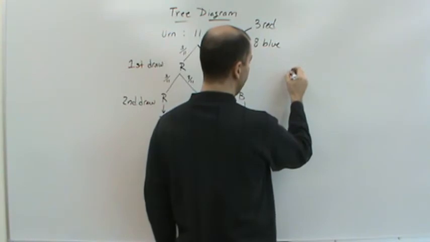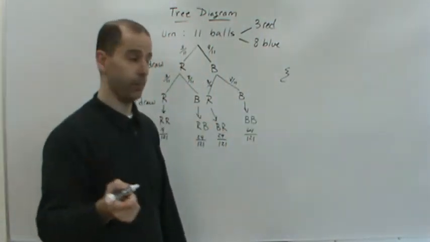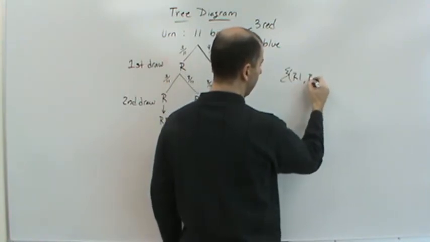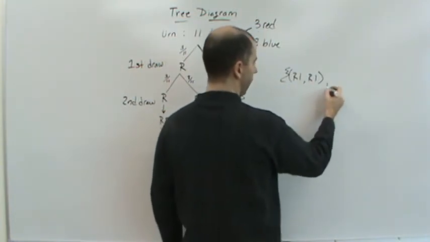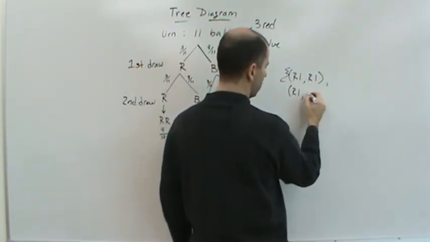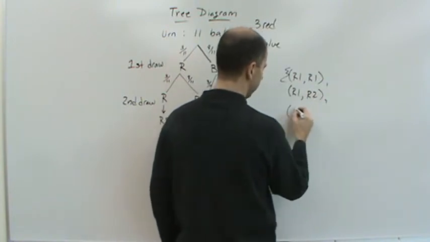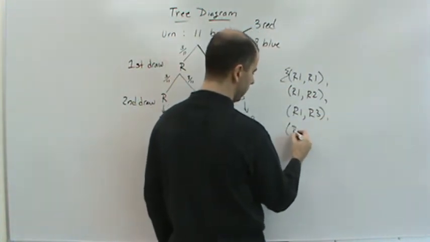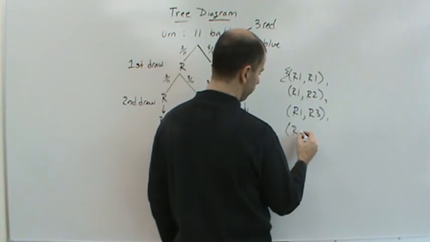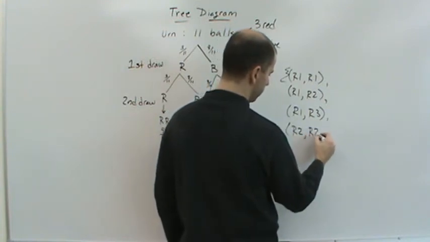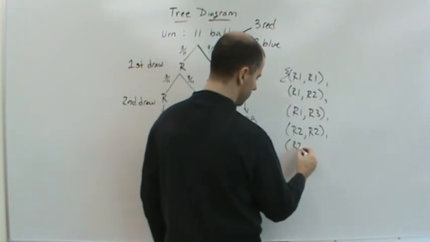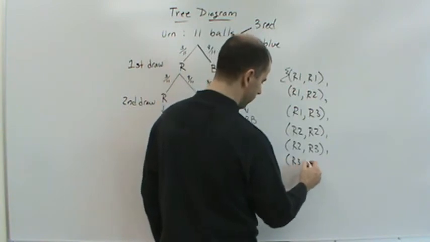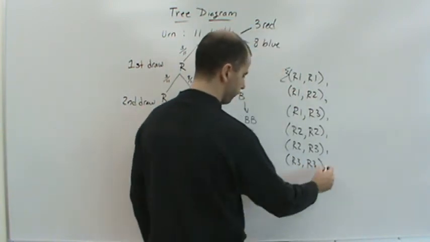So here are the 9 outcomes for getting RR. Okay, so I can get R1 followed by R1, right? Because of replacement. I can get R1 followed by R2. I can get R1 followed by R3. I can get R2 followed by R2 again. And then I can get R2 followed by R3. And then I can get R3 followed by R3. So now, that's the first 6.